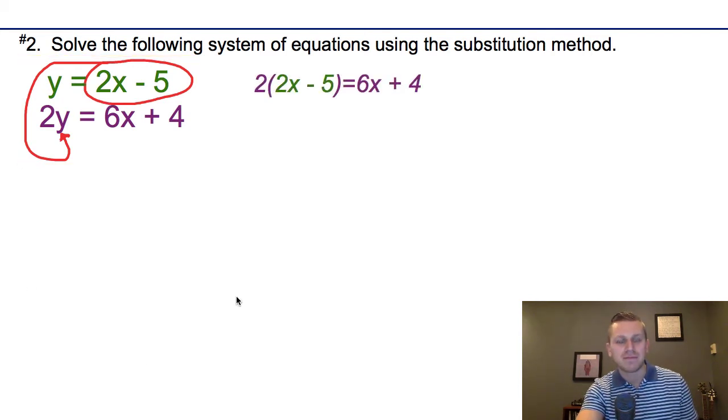Let's do that. Here, I have to distribute. I have this constant term out here. 2 times 2x is 4x. 2 times negative 5 is negative 10.